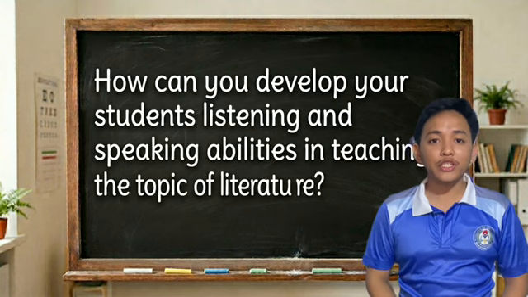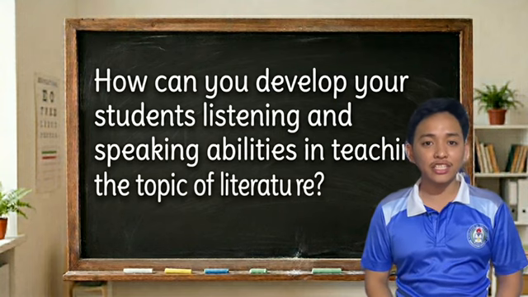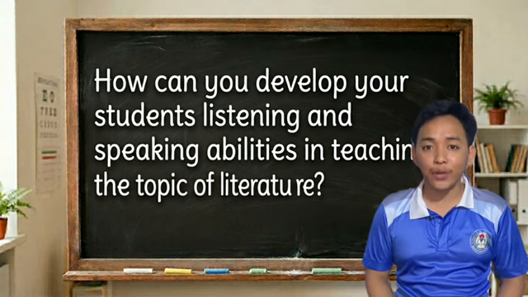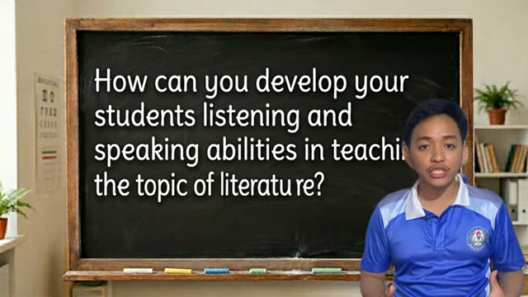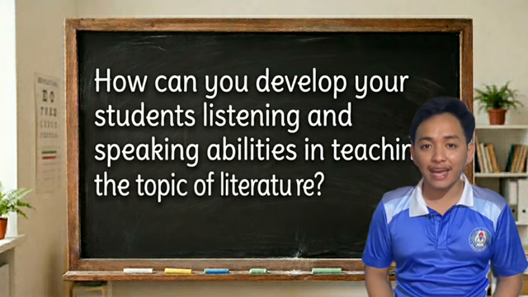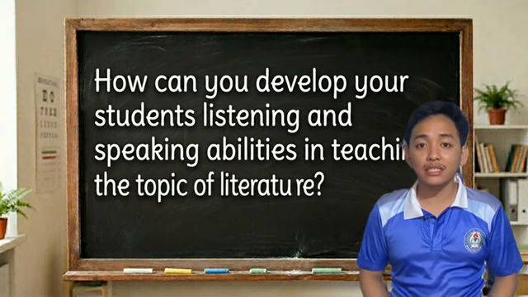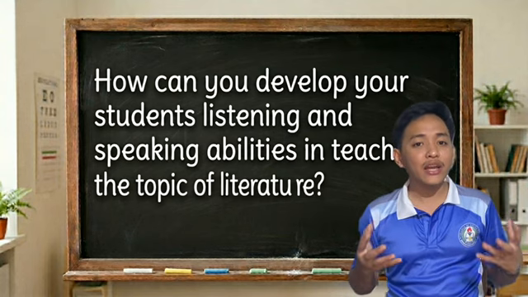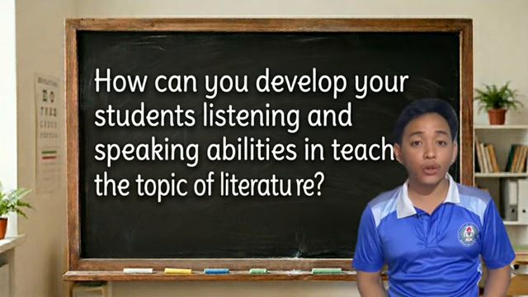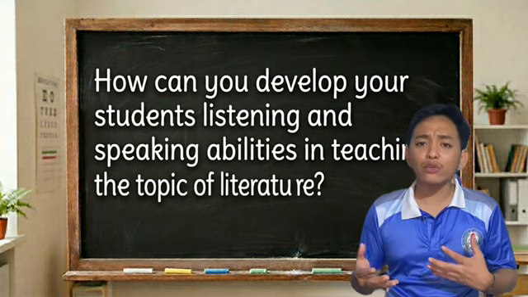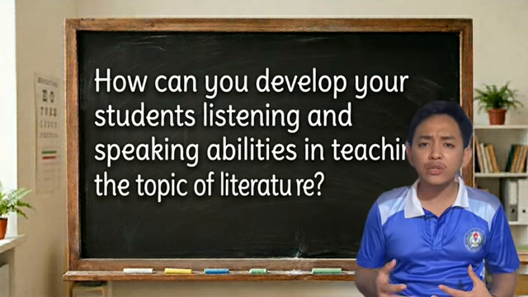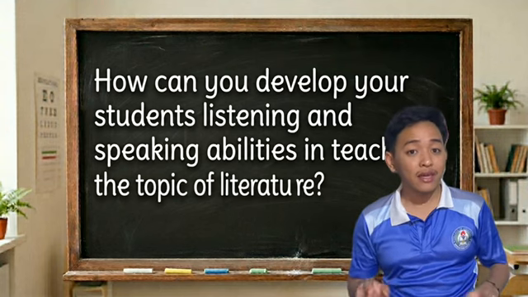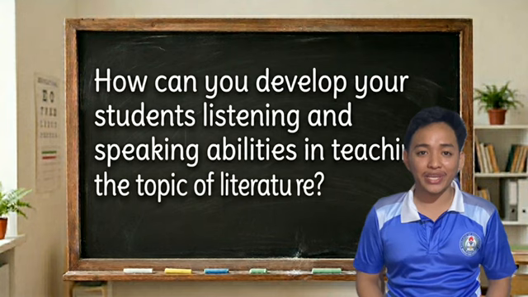Second, I will encourage students to participate in class discussions. I will ask open-ended questions so students can freely express their opinions, interpretations, and ideas about the literary text. This helps them practice speaking while also developing critical thinking skills. Another effective activity is role-playing or dramatization. By acting out scenes from stories or dramas, students become more expressive and confident in speaking. At the same time, they also develop teamwork and creativity.